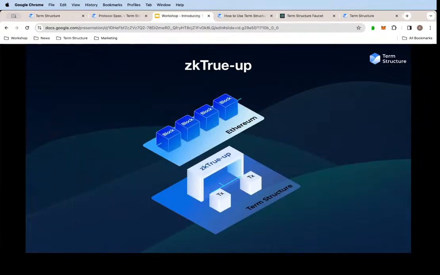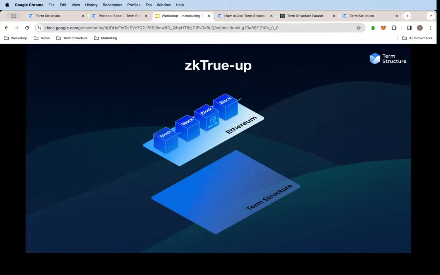And next, we're going to move on to the technology that we deploy to protect users' assets, which is zk-True-up. And again, this is a GIF, so please take a look to give yourself some idea.